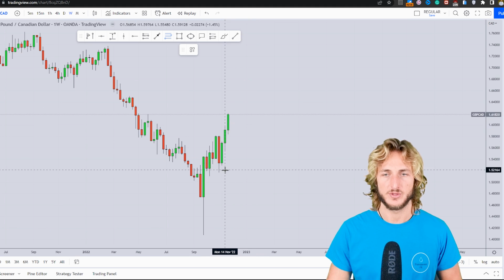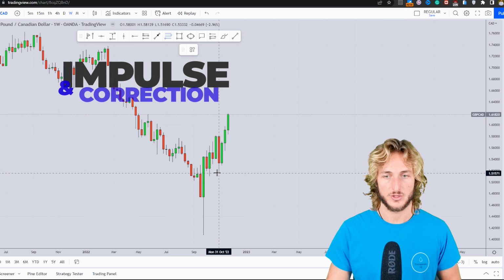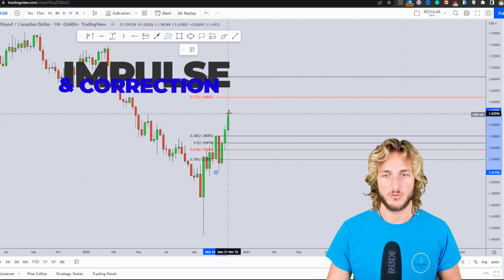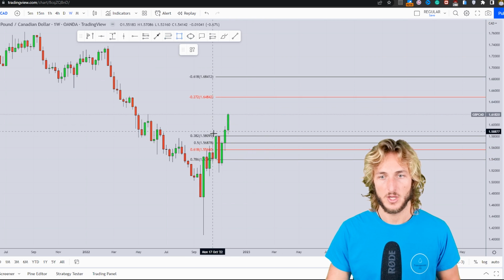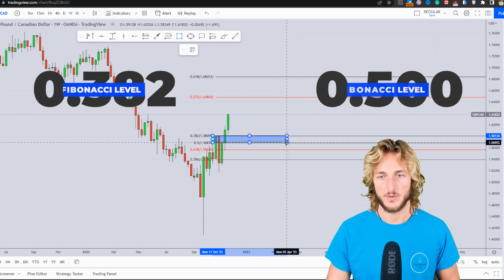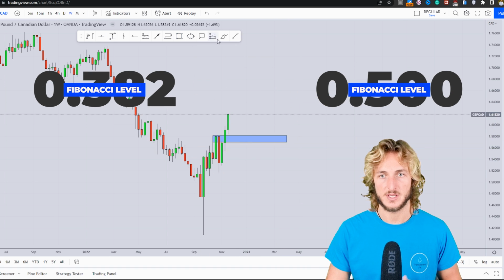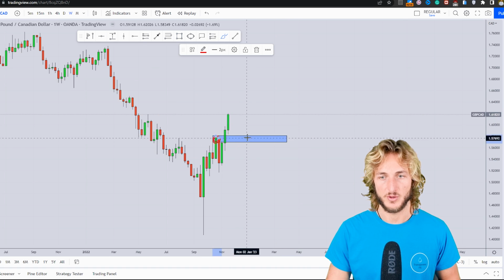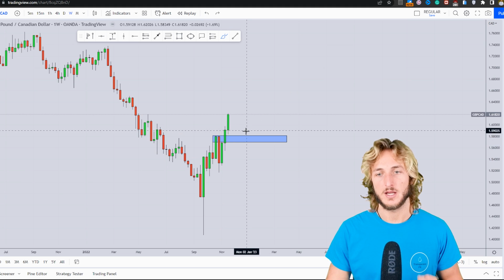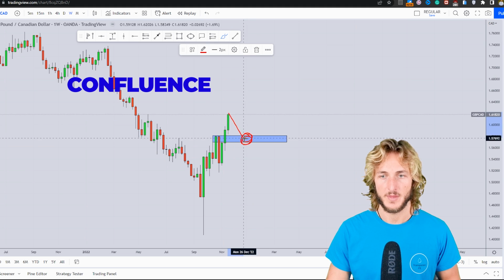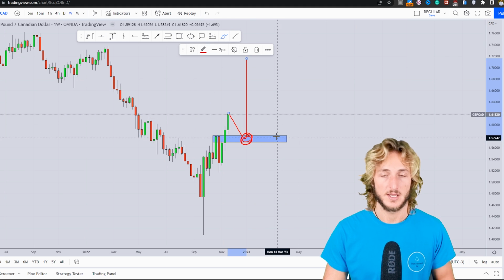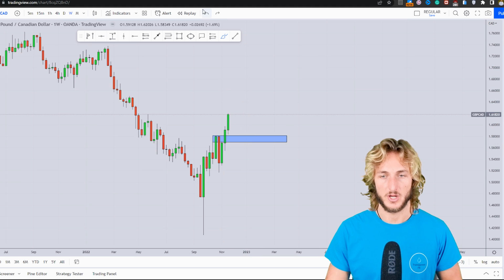Now, since we have an impulse, if we want to measure the correction, we have to take a Fibonacci from the low to the high of the impulse. And if we do that, we can see how we have a 0.382 and 50% Fibonacci retracement lining up exactly with this previous resistance turned support, creating a confluence of support at this area that we could expect the market to test before then printing a potential rejection higher.